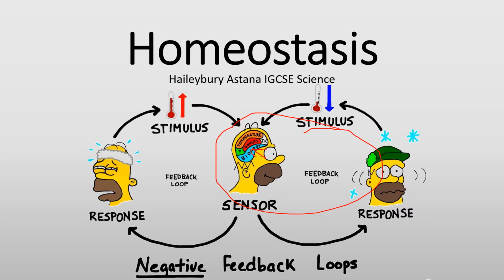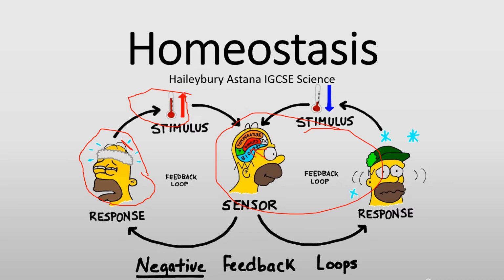If Homer does a workout, which is extremely unlikely, his body temperature rises. Thermoreceptors in the hypothalamus detect this and bring about a response. The response shown here is sweating. This helps him to return his temperature to normal.